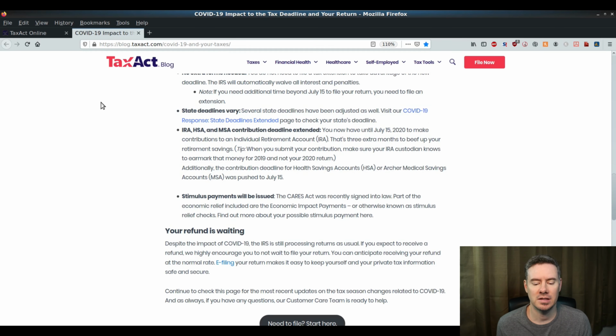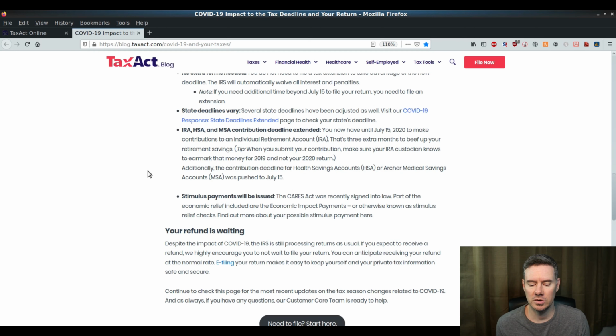IRA, HSA, and MSA contribution deadline extended. You now have until July 15th to make contributions to an individual retirement account. That's three extra months to beef up your retirement savings. Then there's a tip here: when you submit your contribution, make sure your IRA custodian knows to earmark that money for 2019 and not 2020. So normally you have up until April 15th to do that. Additionally, the contribution deadline for HSAs, or Archer Medical Savings Accounts, was pushed to July 15th as well. So that's some new information that I didn't know was going to be in there. So that's kind of cool.